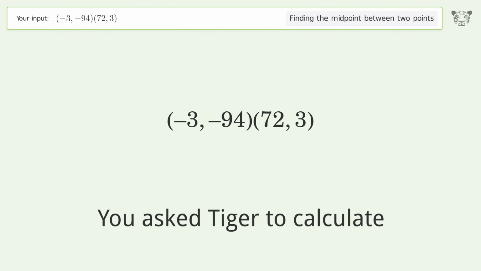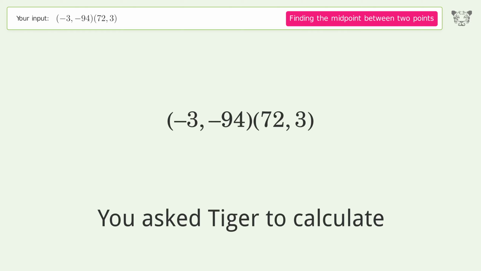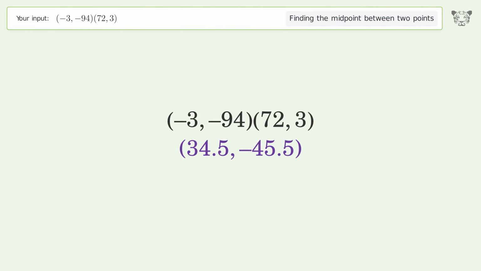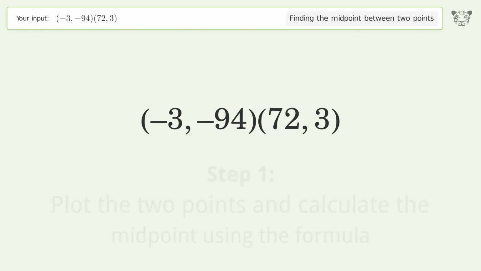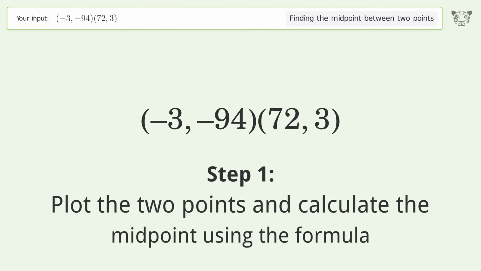You ask Tiger to calculate. This deals with finding the midpoint between 2 points. The midpoint between the 2 points is 34.5, negative 45.5. Let's solve it step by step. Plot the 2 points and calculate the midpoint using the formula.